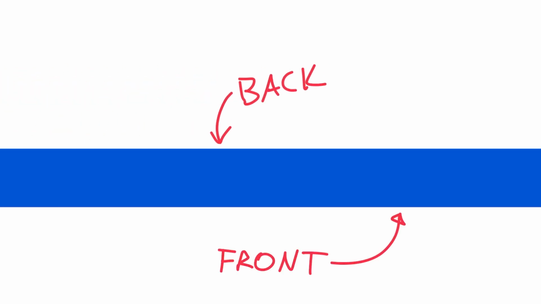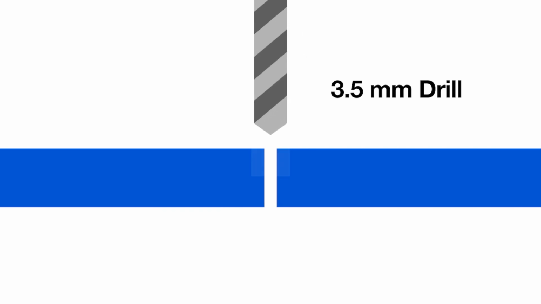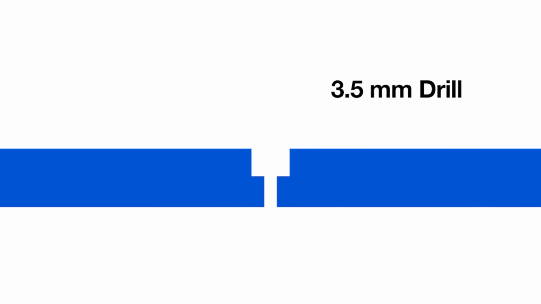Just imagine that this blue bar here is our base plate, and the upper side is the back and the lower side is the front. The first thing we want to take is a 1.5 millimeter drill bit and drill all the way through the base plate. After that, we take a bigger drill, this time it's 3.5 millimeters, and drill about a half or a third through the base plate. Once that one is removed as well, we can continue by taking our optical fiber piece.